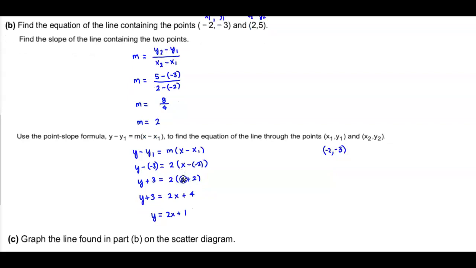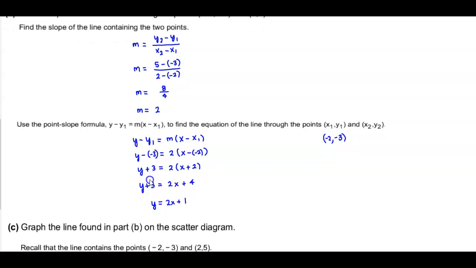And then we distribute the 2 to both of these terms. So 2 times x is 2x. 2 times 2 is plus 4. And now we want to solve for y by subtracting 3 from both sides. So we get the equation y equals 2x plus 1.